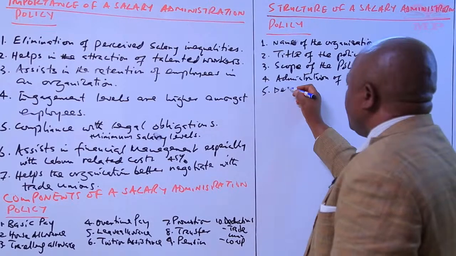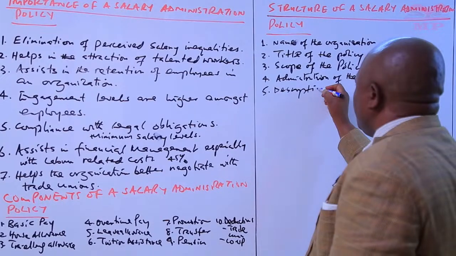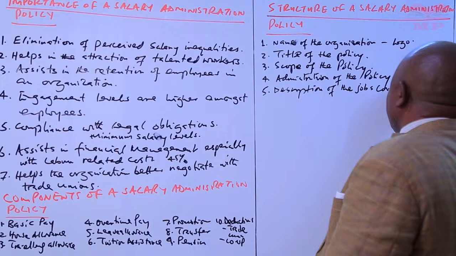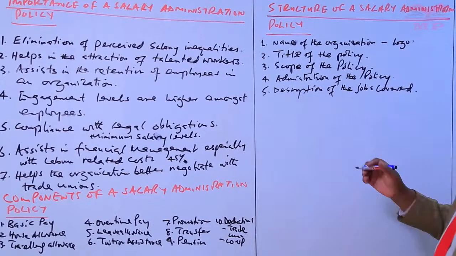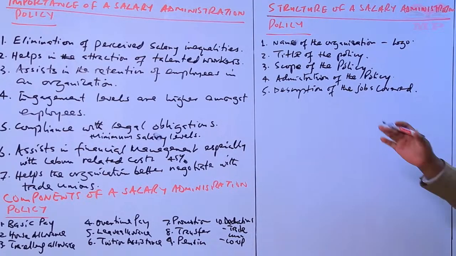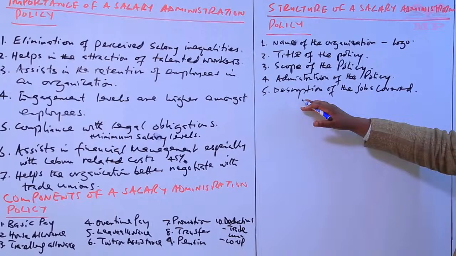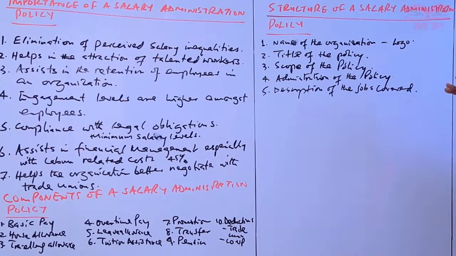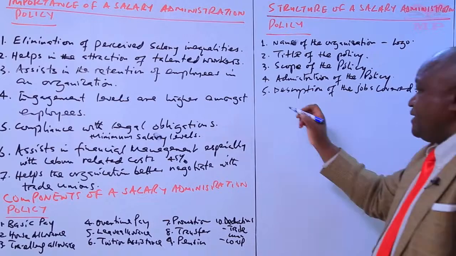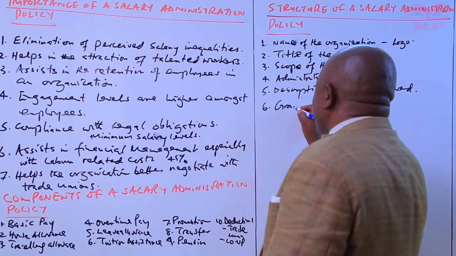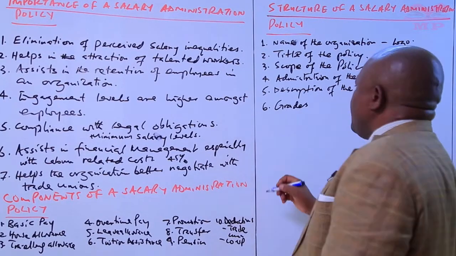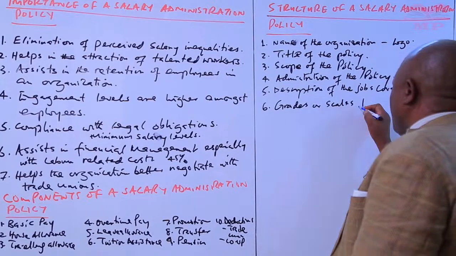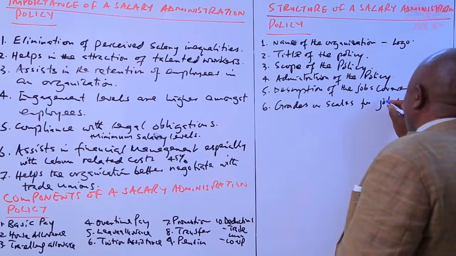description of the jobs covered. So in this description, it may indicate that the jobs which are covered here could be human resource jobs, marketing jobs, and so on. So the description could be included. Then number six, grades or scales for jobs. That should also be indicated.